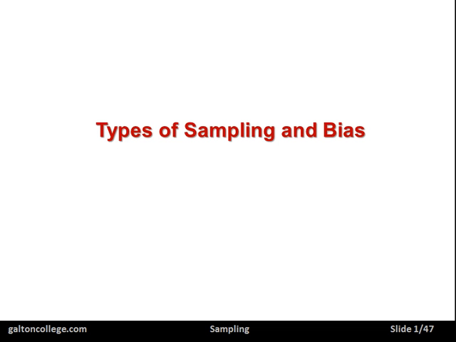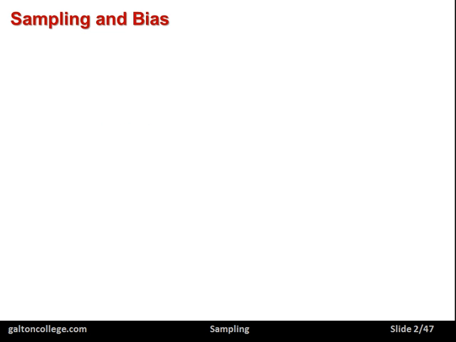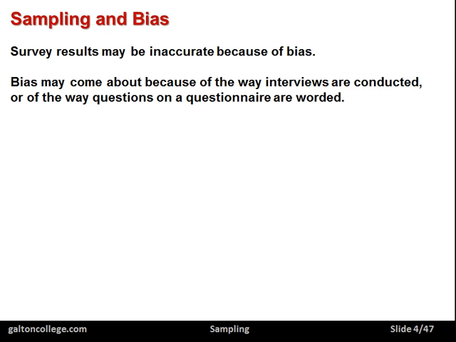In this class we're going to be concerned with sampling and bias. Now, surveys may be inaccurate because of bias. This may come about because of the way in which, let's say, interviews are conducted, or the way questions in a questionnaire are worded. So there are many ways in which bias can arise.